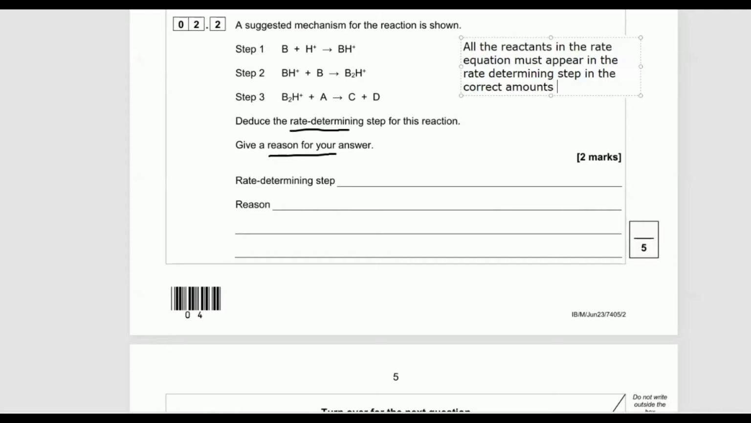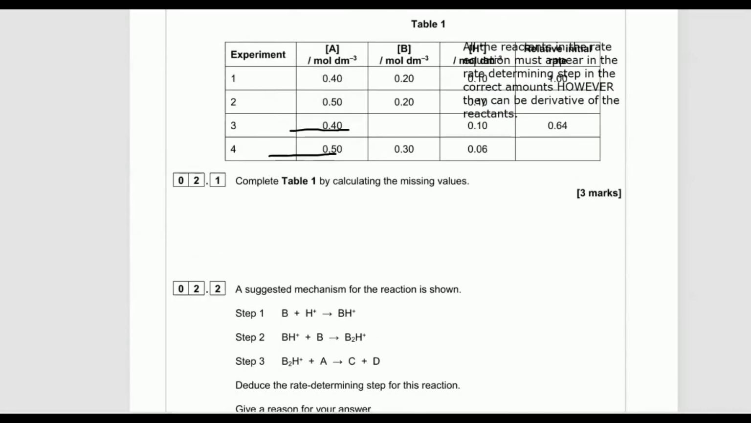So if you can remember the equation from above, we should be looking for the reactants that are in the rate equation. Now, they can be derivatives of the reactants. So it could be like B2H2 would be fine. So it can be something that contains those.